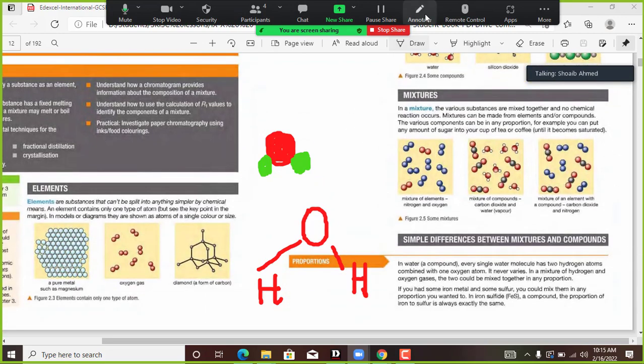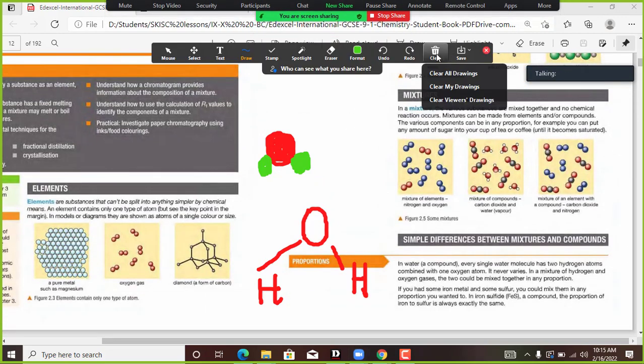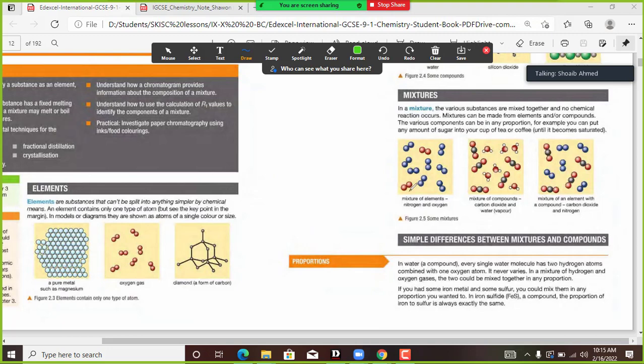The next topic is mixture. Have you seen a mixture? Air is a mixture. Which components are present in the air? Do you know? Say the names of some components which are present in the air.